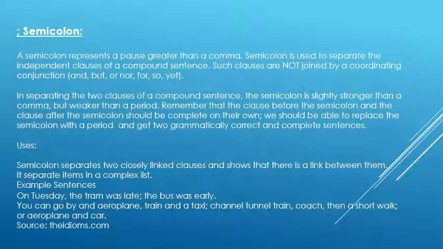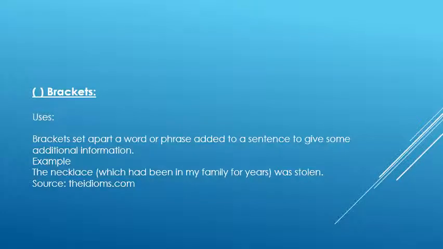You can go by aeroplane, train, and a taxi; tunnel, train, coach, then a short walk; or aeroplane and a car. So here there are independent items separated by a semicolon. I hope things are clear to all of you, but still if you find anything confusing, you can ask me through the comments.